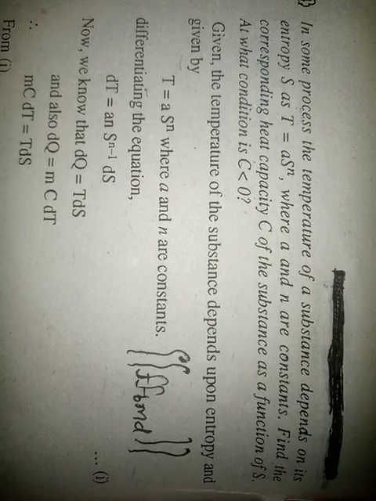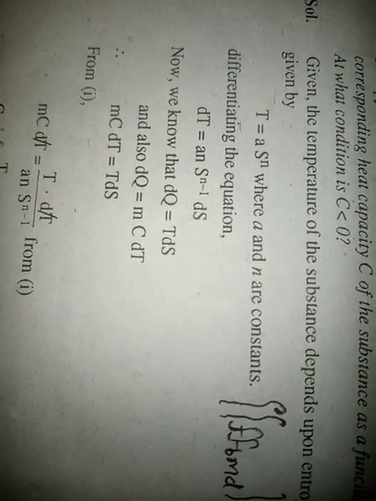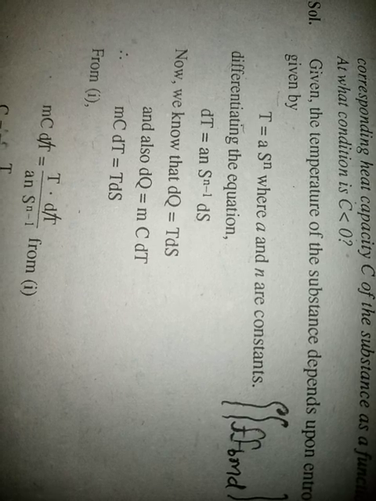The temperature of the substance depends upon entropy and is given by T equals A times S to the power n, where A and n are constants. Differentiating the equation, dT equals A times n times S to the power n minus 1 times dS. Now we know that dQ equals T dS and also dQ equals m times C times dT. Hence m times C dT equals T dS.